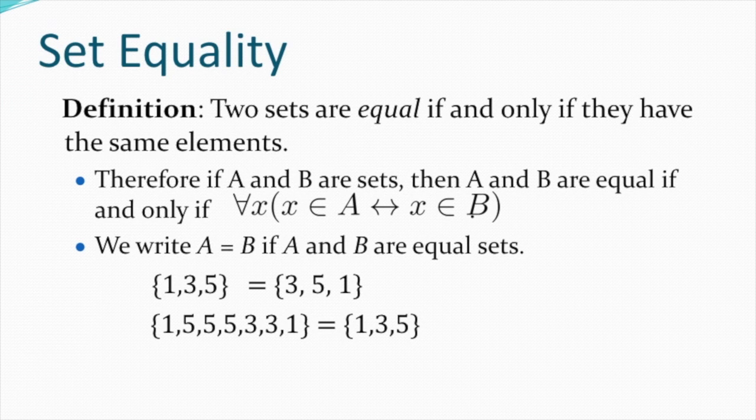Because basically here, both elements are satisfying the relationship. So 1 belongs to A if and only if 1 belongs to B. 3 belongs to A if and only if 3 belongs to B. 5 belongs to A if and only if 5 belongs to B.